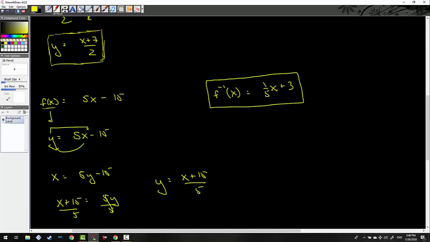So for all my exposition, inverse functions at their procedural level are quite easy. Conceptually, they're a little harder though, so I will let your Integrated 3 teacher and your Honors Pre-Calc teacher deal with that. But at the procedural level, it's pretty simple. You switch x and y, get y by itself. And so hopefully that makes sense.